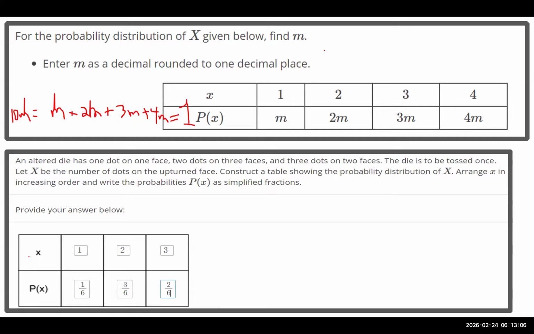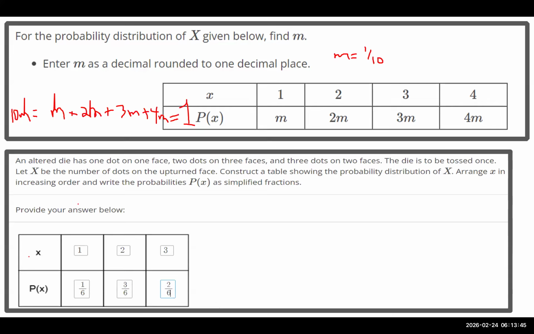And so if you divide both sides, sorry, I'm having trouble with the interface here. But if you divide both sides by 10, you'll see that m is 1/10. If you divide both sides by 10, you get 1/10 for m.